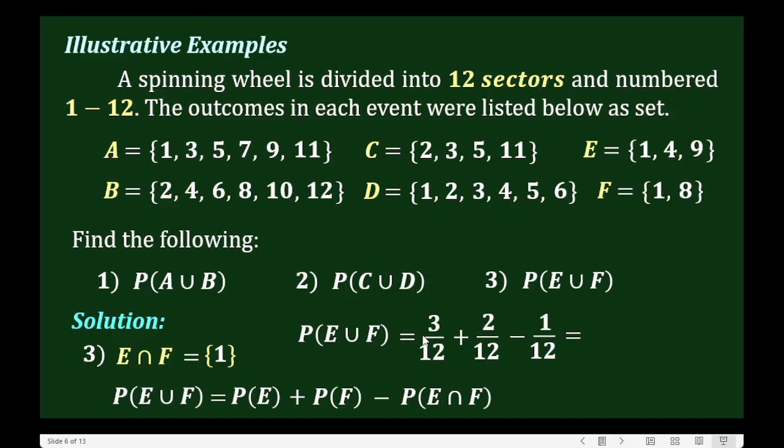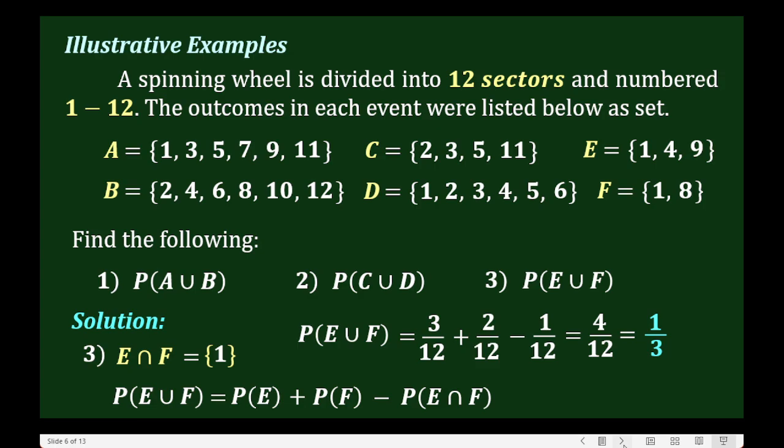Then simplifying this expression, 5 minus 1 is 4 over 12. So reduce 4 over 12 to its simplest fraction. That will give us 1 over 3 as our answer. Okay, so 1/3 is the probability of the union of events E and F.